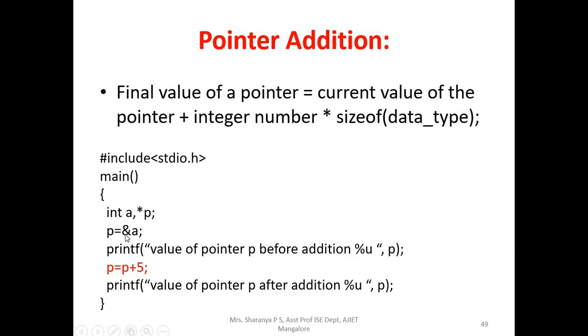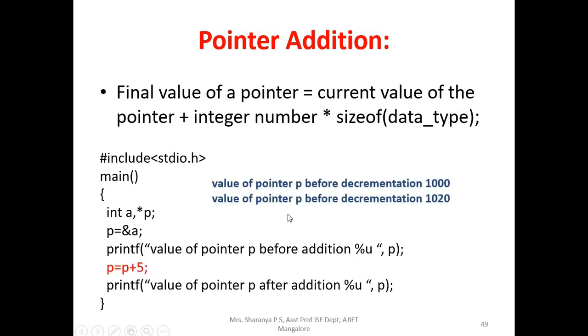If you look into the example program, int a, *p is defined and p is set to the address of a, and the value of the pointer p before addition is printed with %u. %u is the special format specifier which is used for displaying the address, and p equals p plus 5. That is, we are trying to increment the pointer value by 5. With that statement, the integer number that we need to refer to here is 5 times the size of the data type.